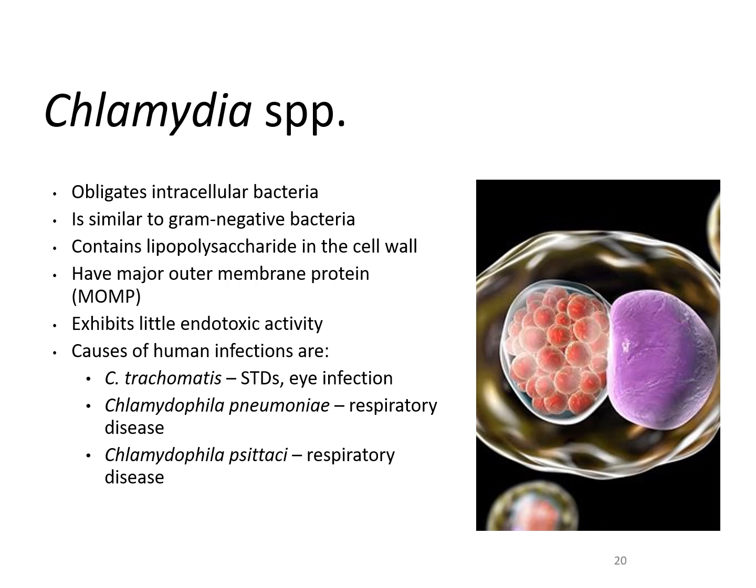Your Chlamydia organisms are obligate intracellular bacteria, so they look very similar on a Gram stain to a gram-negative bacteria, and they do contain a lipopolysaccharide in the cell wall, but they also have a major outer membrane protein. These organisms do not exhibit much endotoxic activity. Some of the infections that they cause are STDs, eye infections, and respiratory infections.